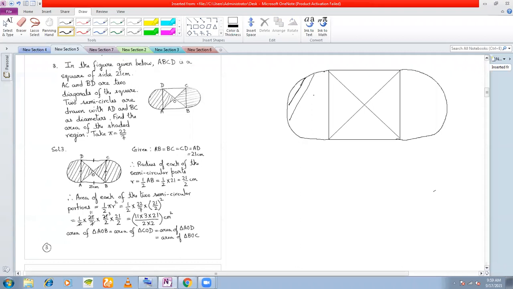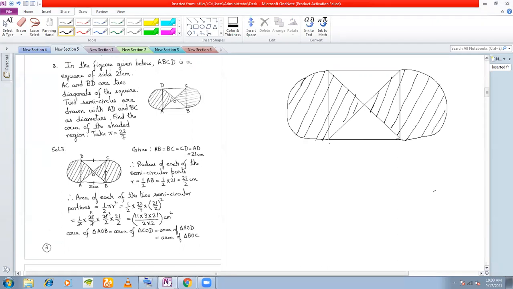You have to find out the area of this shaded part. Okay. Now, if you see, ABCD is given to be a square whose side is 21 centimeters. So this is 21 centimeters. This is also 21 centimeters.